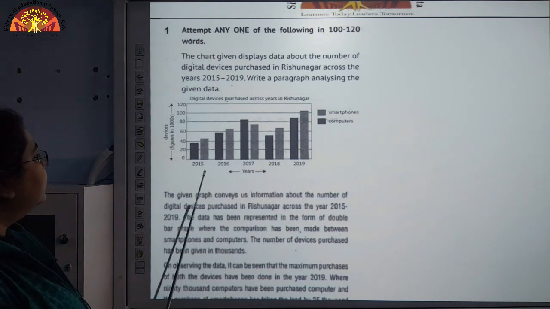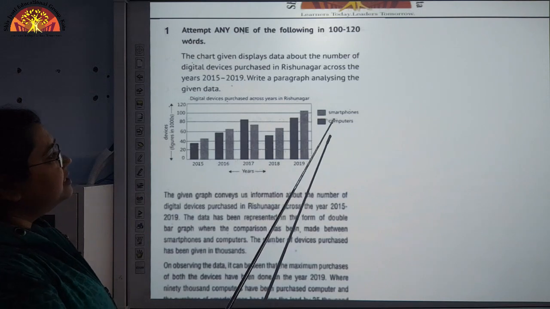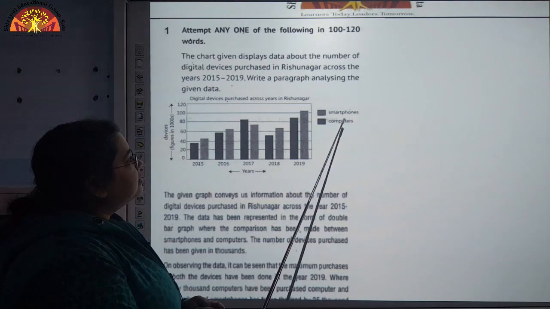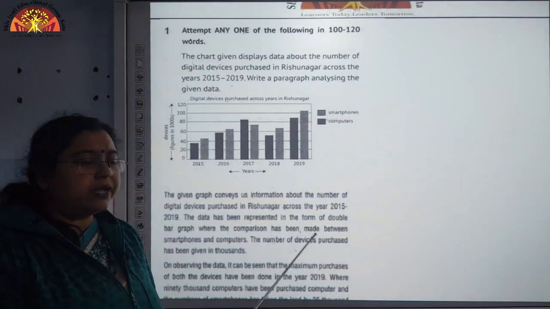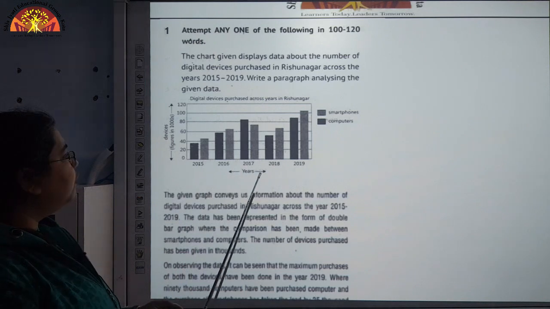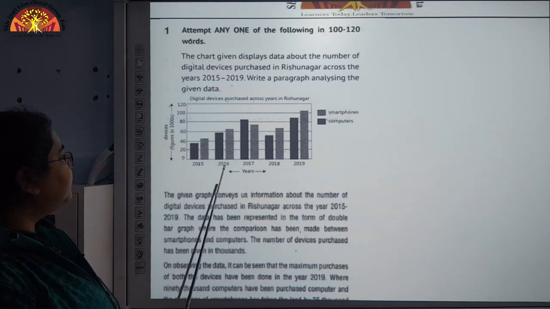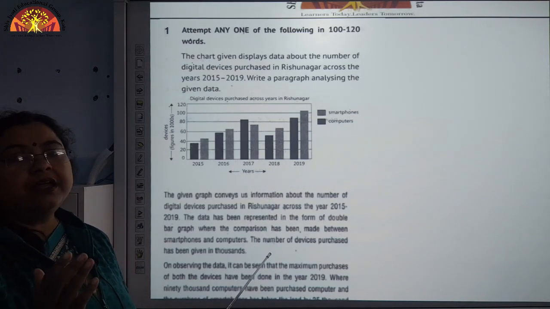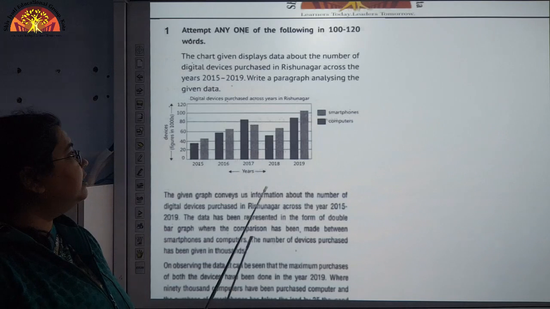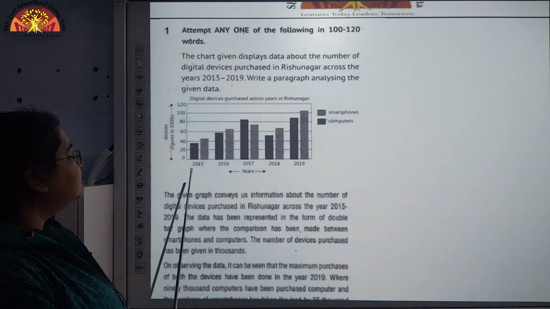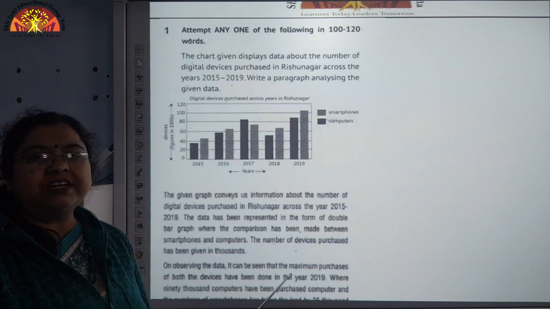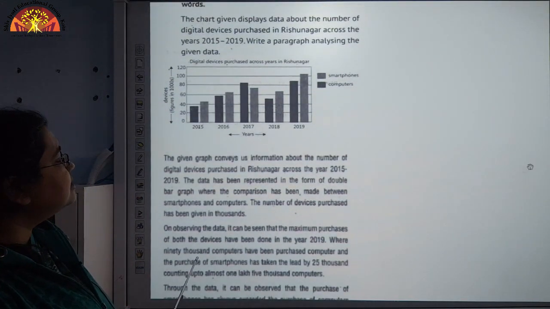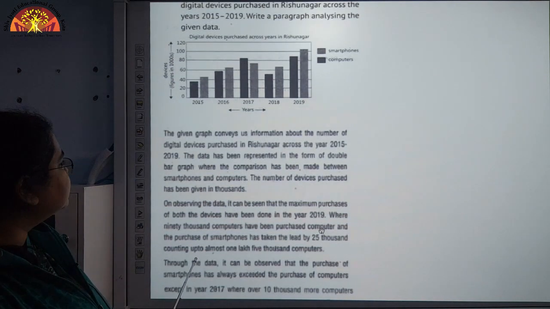Now, here there is a comparison. There are 2 digital devices which are being shown here. One is the smartphones, another is the computers. And the data is being given for 5 years: 2015, 16, 17, 18 and 19. So, in this manner we can compare the purchase of these two devices across these 5 years, and we can even discuss the trends which are being shown in this graph. Okay. So, now let us see how we have written this paragraph here.